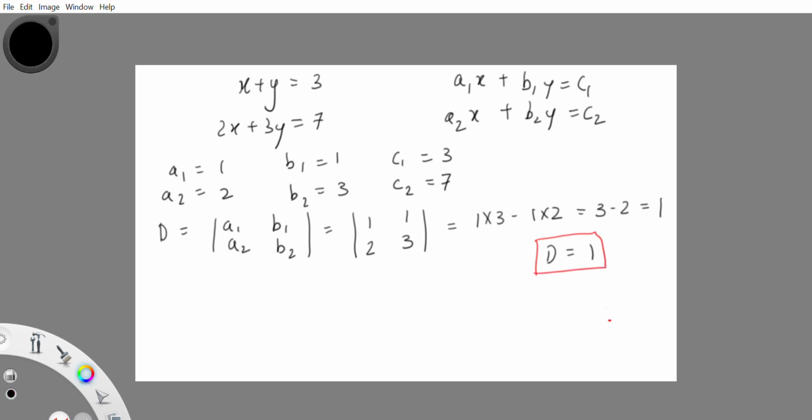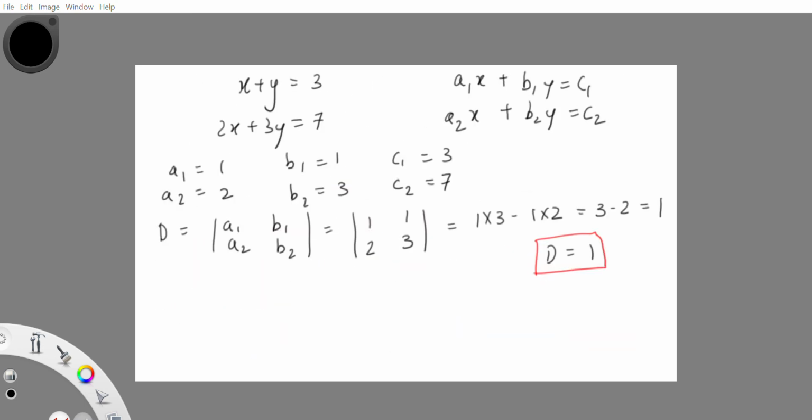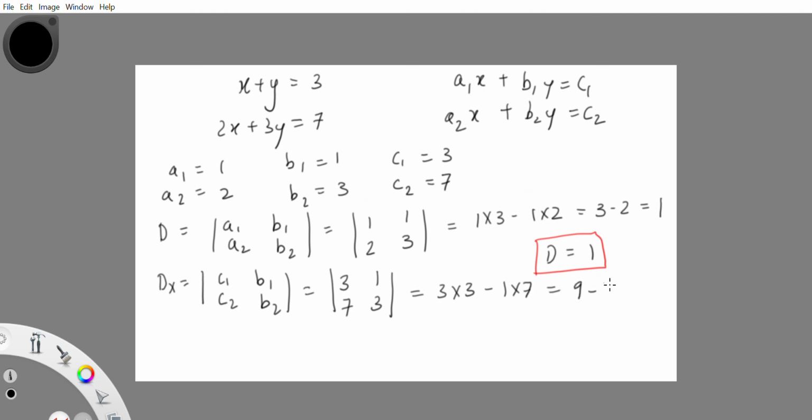Now once I get this, I have to calculate dx. So my dx is equal to c1, c2, b1, b2. The c1 value is 3, c2 is 7, b1 is 1, b2 is 3. This is equal to 3 times 3 minus 1 times 7, which is equal to 9 minus 7, which is equal to 2. So dx here is equal to plus 2.